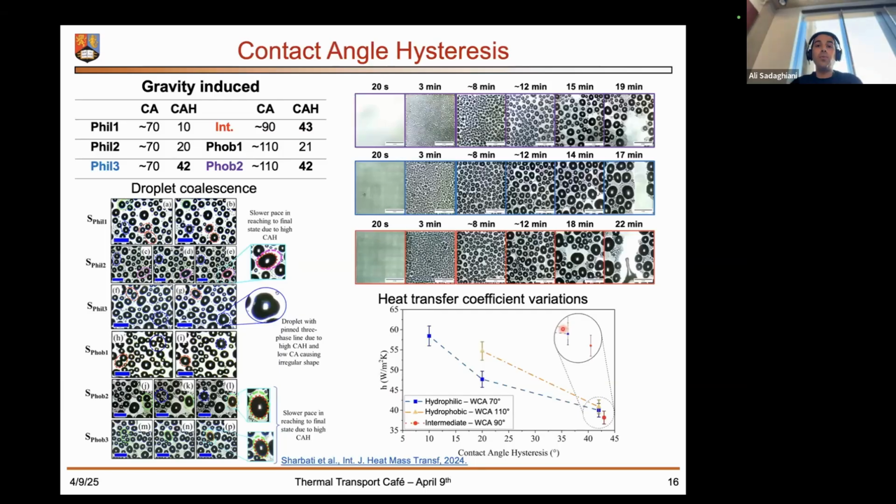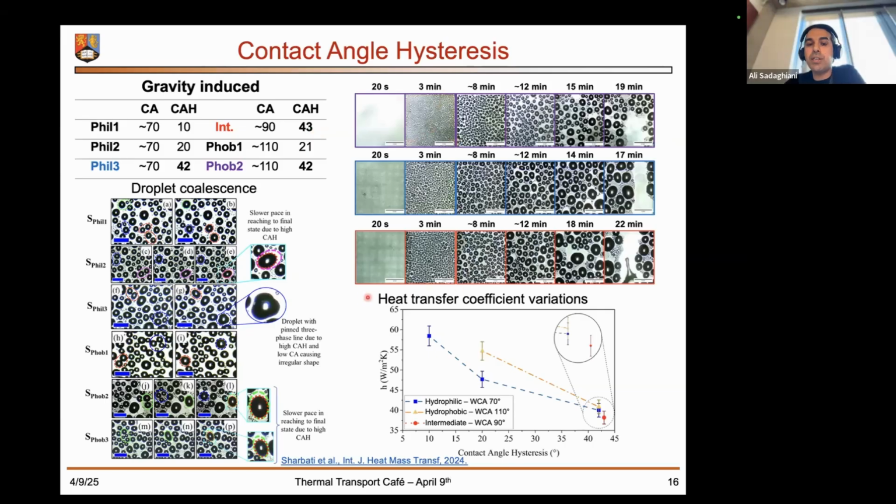The other aspect that I wanted to discuss, which in literature is mostly neglected and there are fewer studies, is the contact angle hysteresis and how the contact angle and the hysteresis are linked with each other in condensation. So for this, we fabricated 4 different surfaces. We have hydrophilic with the contact angle of 70 degrees and hysteresis of 10, 20, and 40. We have hydrophobic with 110 and contact angle hysteresis of 20 and 40. And we have intermediate with the contact angle of 90 and hysteresis of 40.